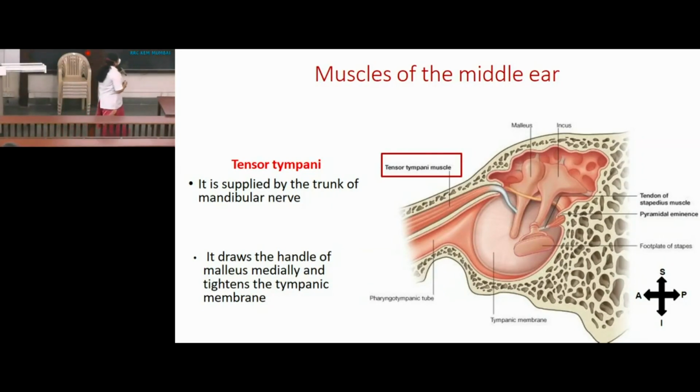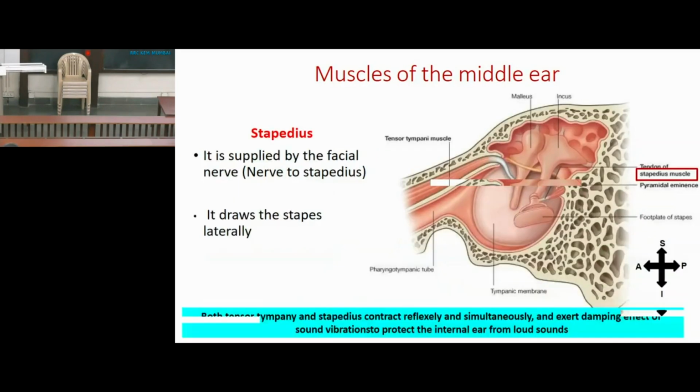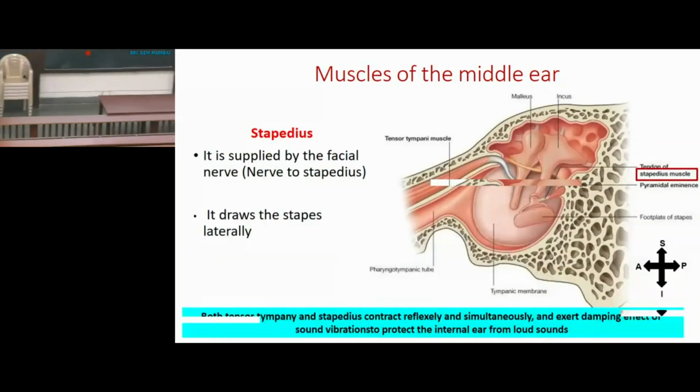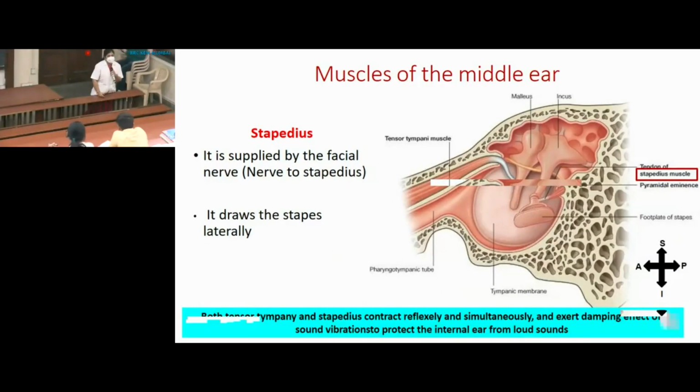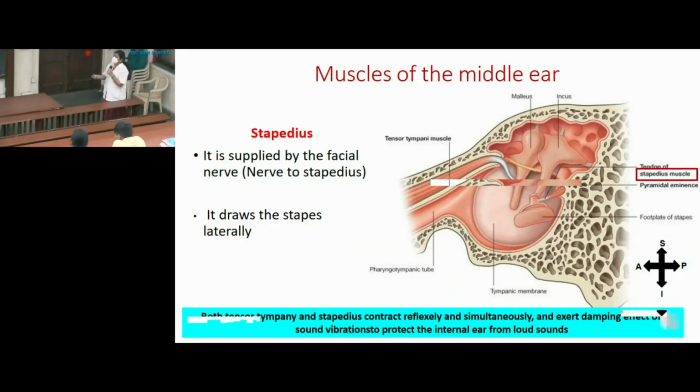And where is the stapedius muscle inserted? Can you see this small muscle? It is inserted along the posterior part of the neck of the stapes. It prevents damage that occurs due to loud sound. So whenever there is involvement of the nerve to stapedius, the complaint with which the patient presents is hyperacusis. Stapedius draws the stapes laterally. So this is the stapedius muscle.